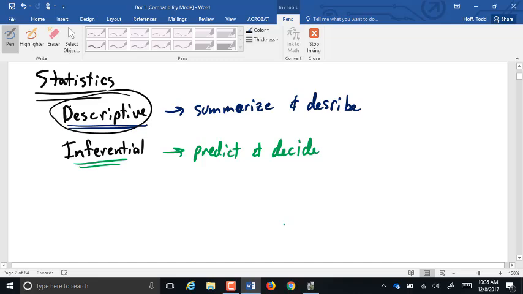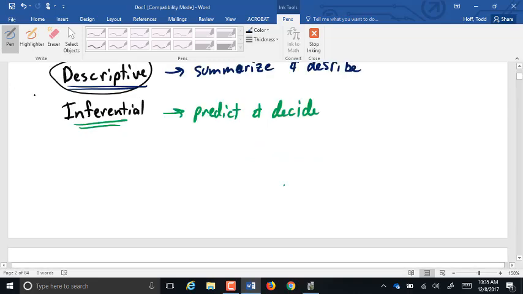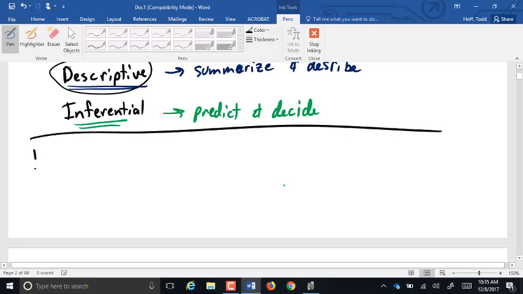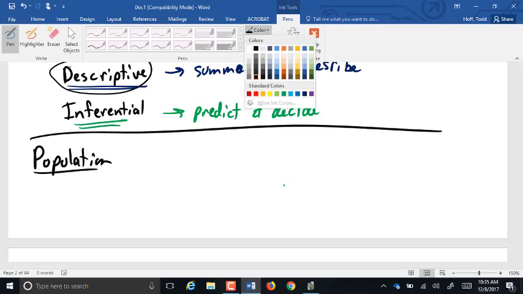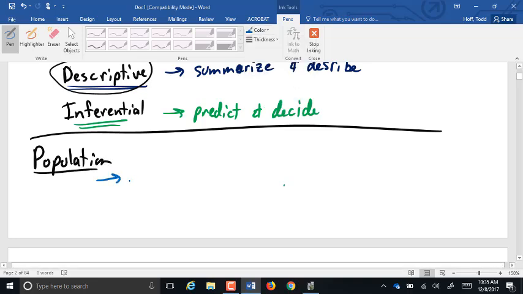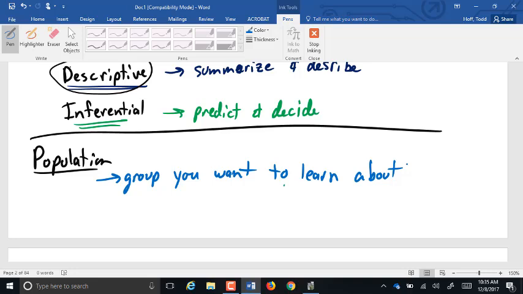Get a little bit of vocabulary in here. We won't have a lot of time for vocabulary, but we do need to talk about a population. A population is just the group that you want to learn about. Now, the group could be people. It could be items, could be prices, could be a group of anything. A lot of times they use the term set, the set of things you want to learn about.